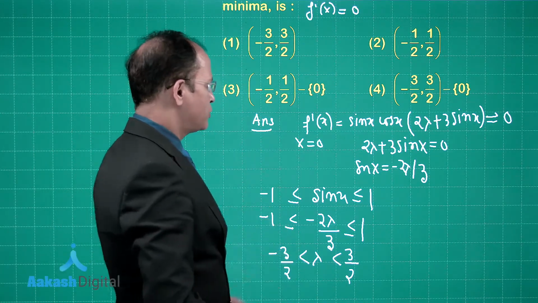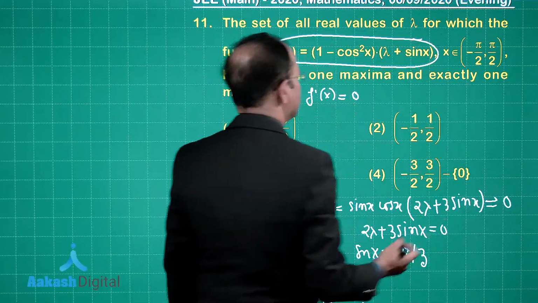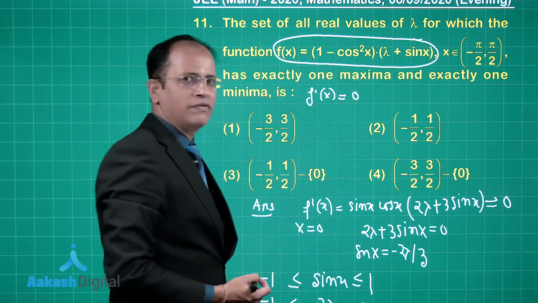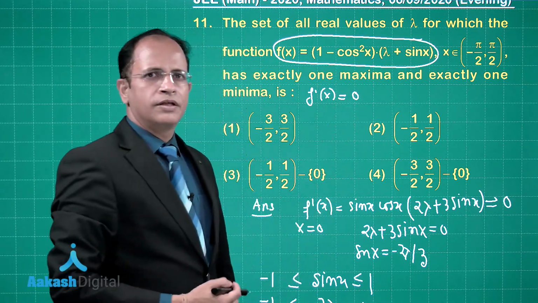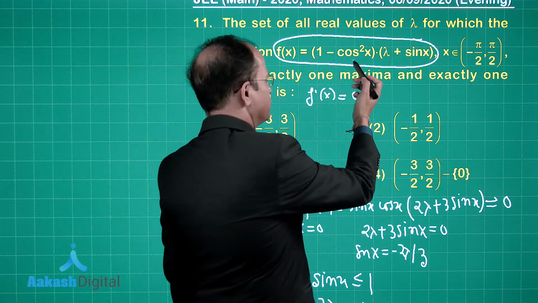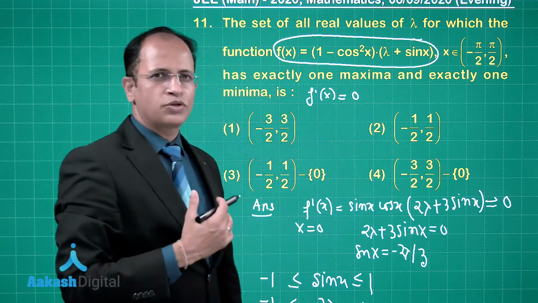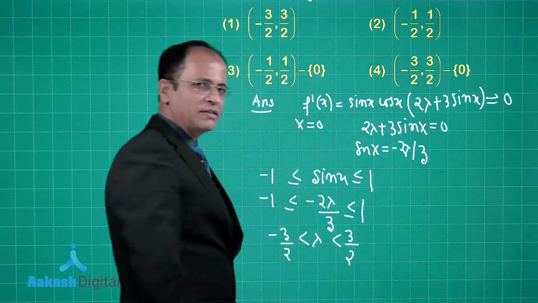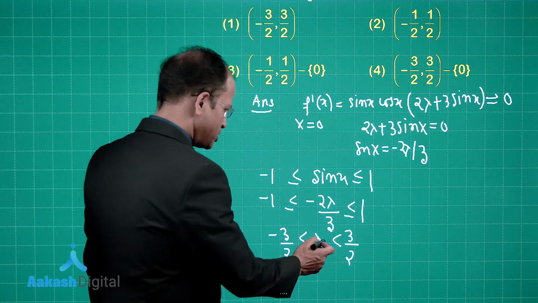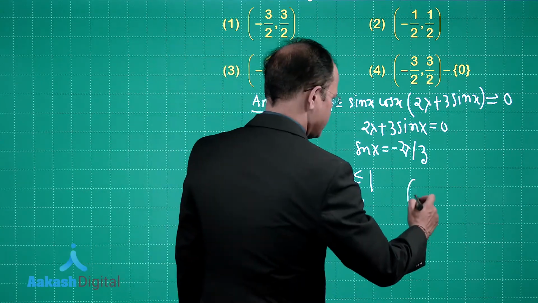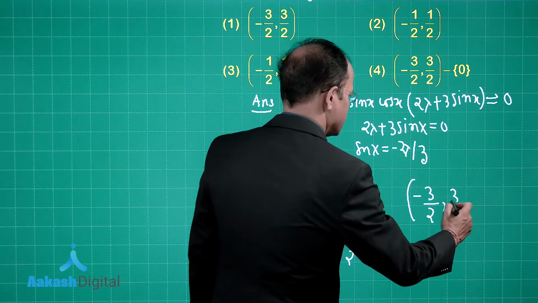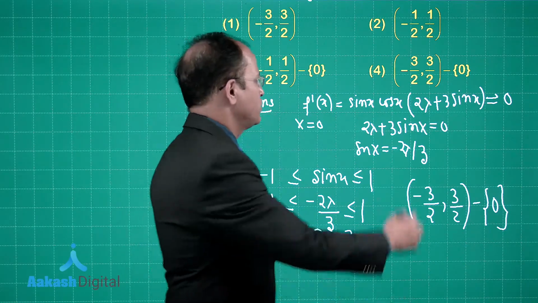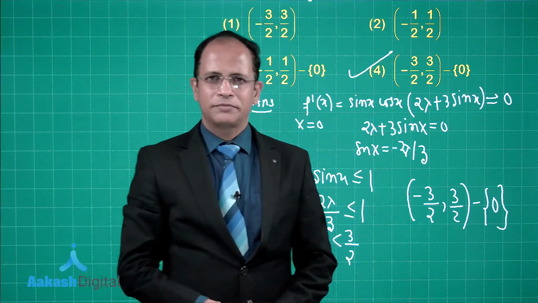But if we take lambda equal to 0, the interesting part is that it becomes sin³x. So sin³x is a monotonic function, so it will not give you the point of maxima or the point of minima. So lambda equal to 0 we have to avoid. The final answer is (-3/2, 3/2) minus {0}. So the fourth option seems to be the correct one.